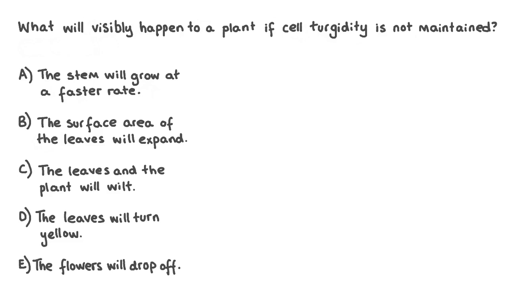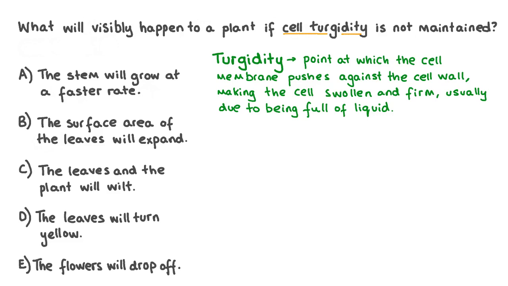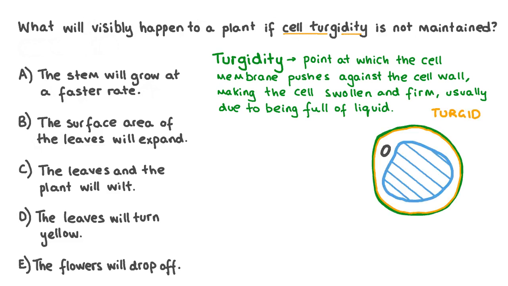This question is asking us about the effects of low cell turgidity on the plant as a whole. So first, let's explore how turgidity affects individual plant cells. Turgidity is the point at which the plant cell membrane pushes against the cell wall, making the cell swollen and firm, usually because it's full of liquid. This diagram shows us a typical turgid plant cell, which is what they are referred to when they're full of water and have a high turgidity.